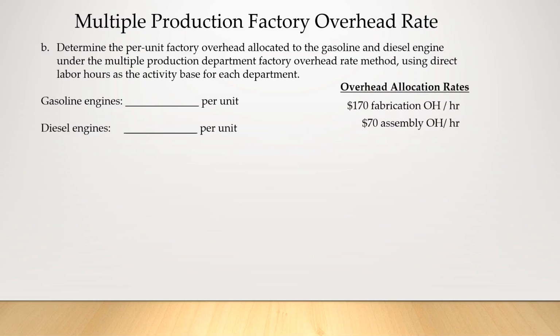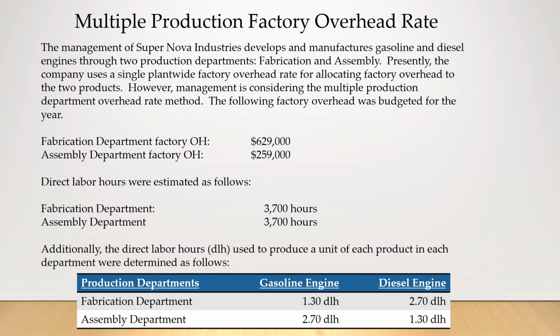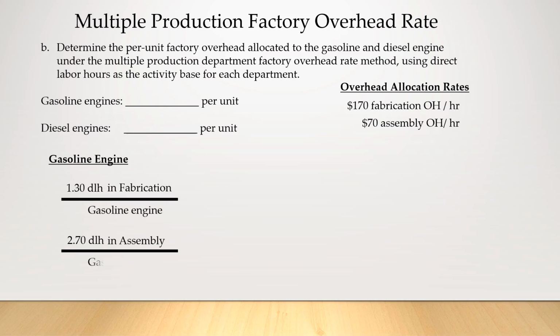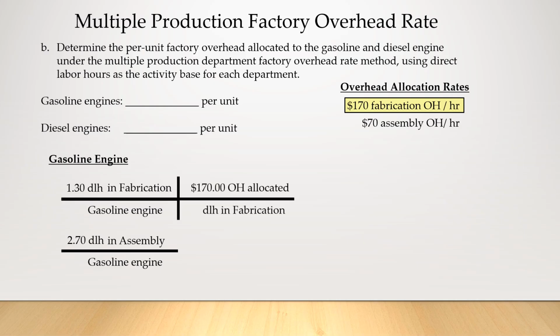With our department overhead allocation rates established, we simply need the time spent in these departments for each gasoline and diesel engine. Starting with the gasoline engines, an individual unit requires 1.3 hours in fabrication and 2.7 hours in assembly. Multiply the hours spent in fabrication by that department's allocation rate, and fabrication overhead allocated to a single gas engine is $221.